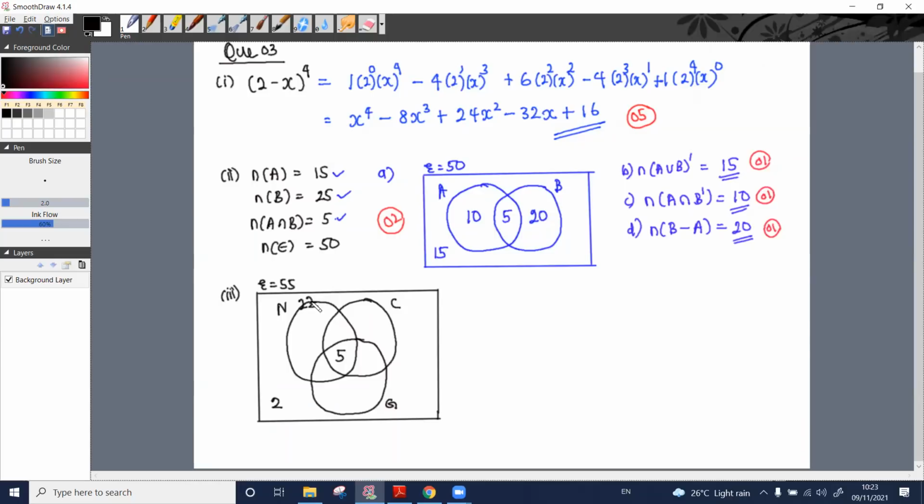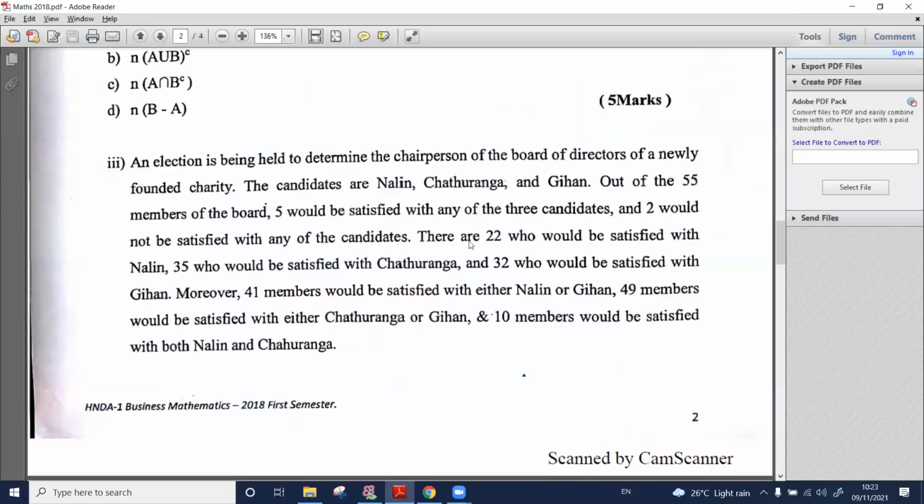22. 22 will vote for Nalin. Right? 22 who would be satisfied with Nalin. 35 who would be satisfied with Chaturanga.